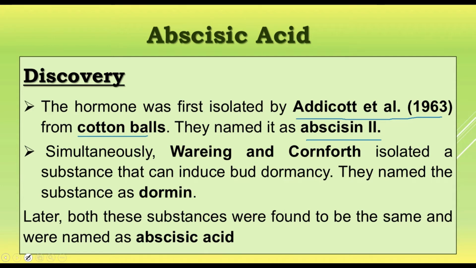Simultaneously, Waring and Cornforth isolated a substance that can induce bud dormancy. They named the substance dormine. Later on, it was found that these 3 substances, inhibitor B, abscission 2 and dormine, all were chemically identical and they were named abscisic acid. Mainly, it acts as a growth inhibitor.